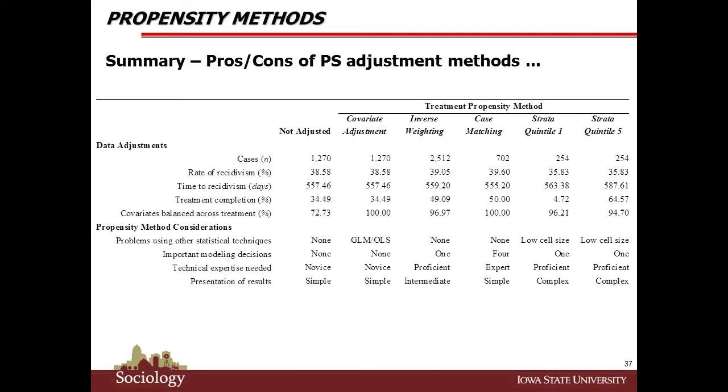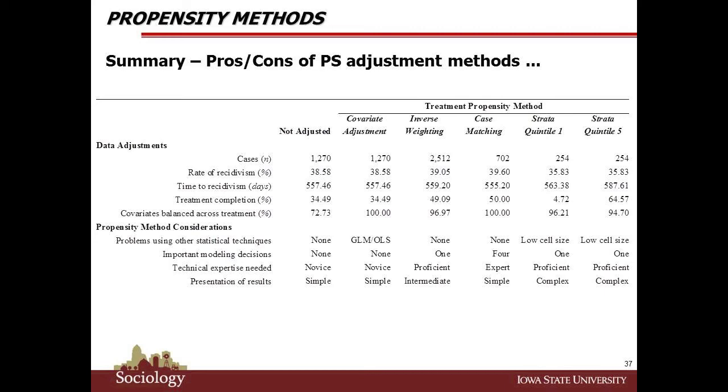In terms of treatment completion, we do see very substantial, very sizable differences. As we mentioned earlier, the covariate adjustment really doesn't change the original structure of the data at all. It effectively mirrors it. But the inverse weighting and the case matching try to balance out treatment completion so that you have equal numbers of treated and untreated cases. You see that by looking at the percentages: for inverse weighting, the treatment completion rate is 49%, and it's exactly 50% for case matching. Those two methods are the best at approximating a randomized experimental design, where the covariate adjustment essentially keeps the original treatment completion rate.